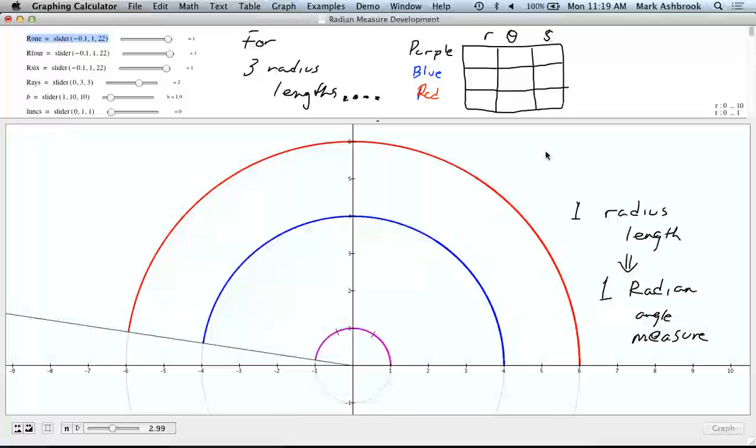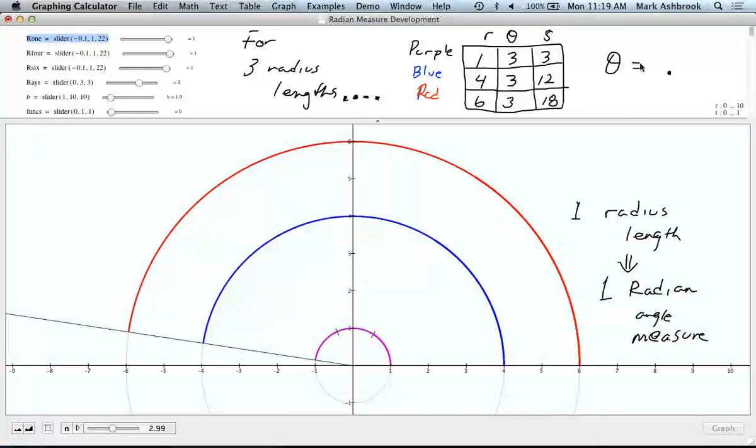Okay, so let's hopefully finish the table. Purple. What's the radius? What's the angle? 3. What's the arc length? Blue. 4. What's the angle? Arc length. Red. 6. Okay. This is going to be cool.